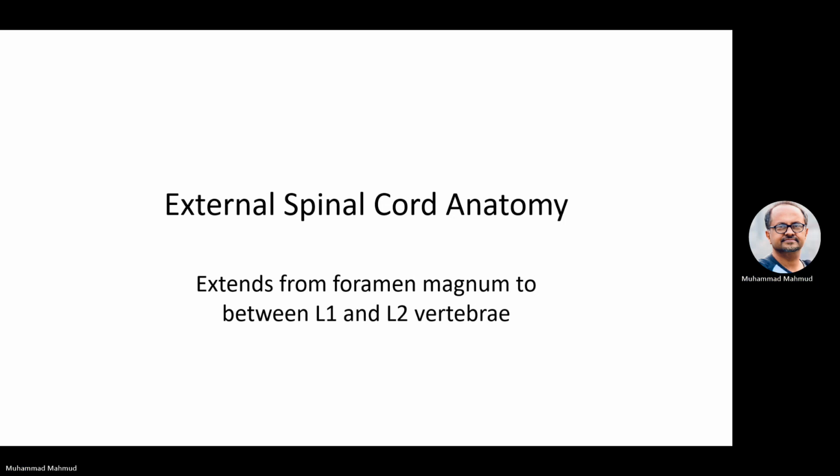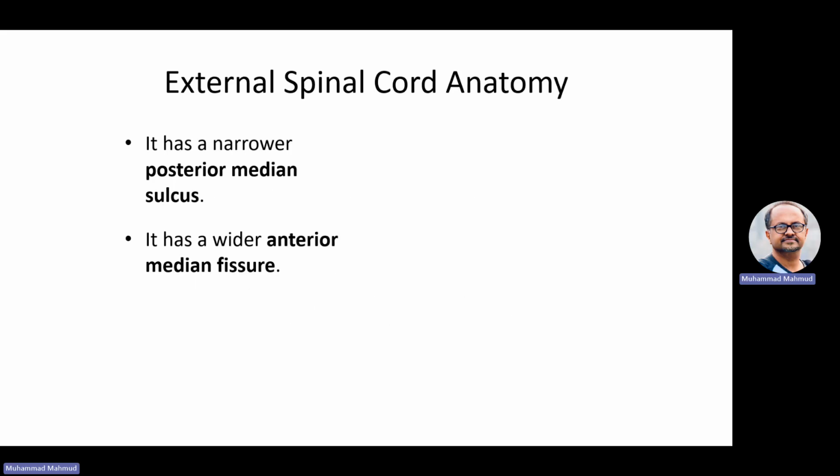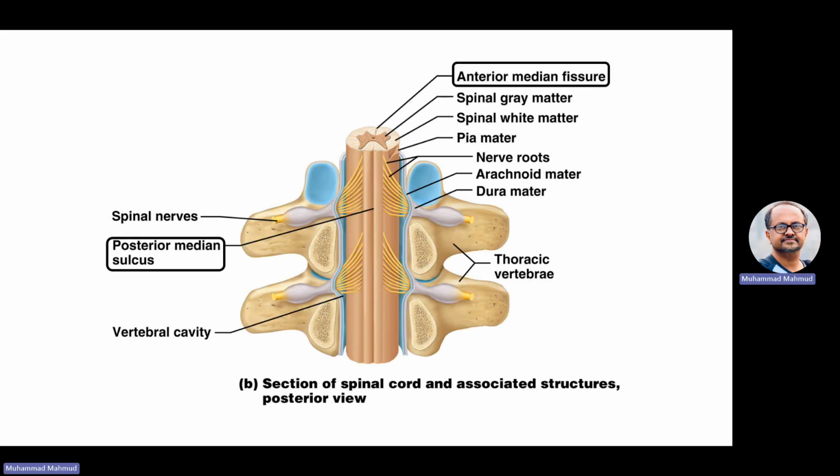Now, we know this already that the spinal cord extends from the foramen magnum to the vertebral level between lumbar 1 and 2. It has a narrower posterior median sulcus and wider anterior median fissure. So if you take a look into that, anterior, there will be a fissure. Fissure is more indented, more wide, more deep, whereas sulcus will be less indented, less deep. Okay?